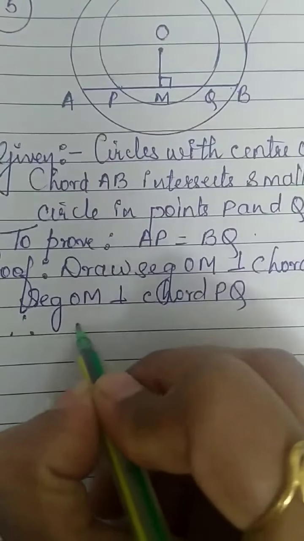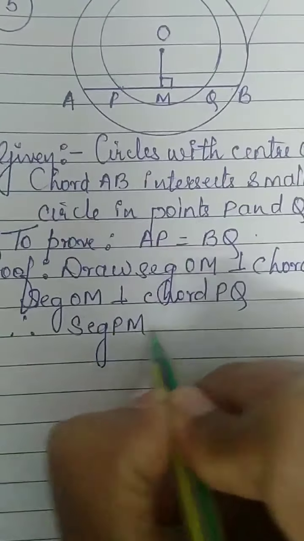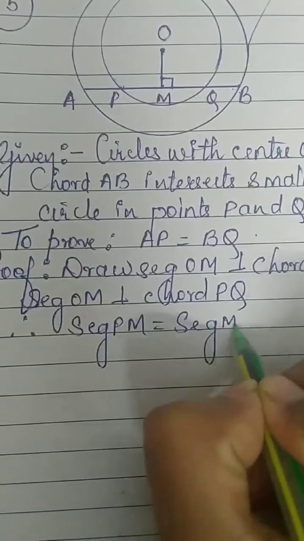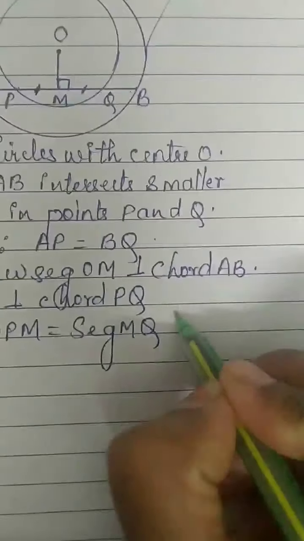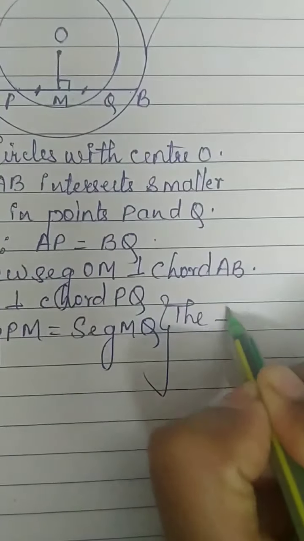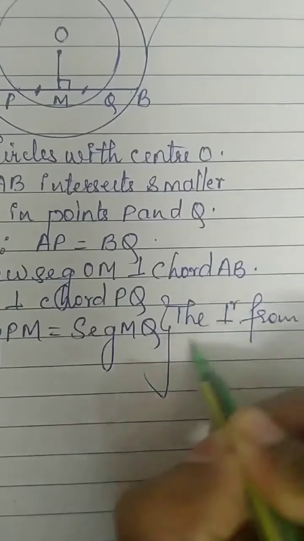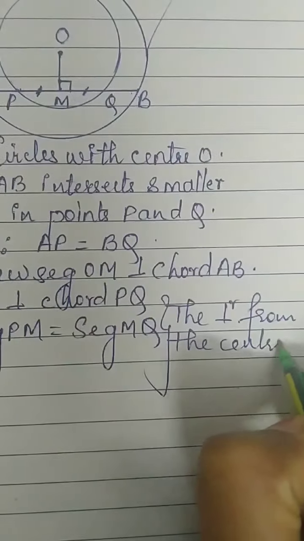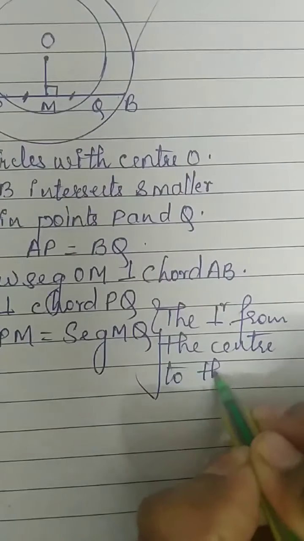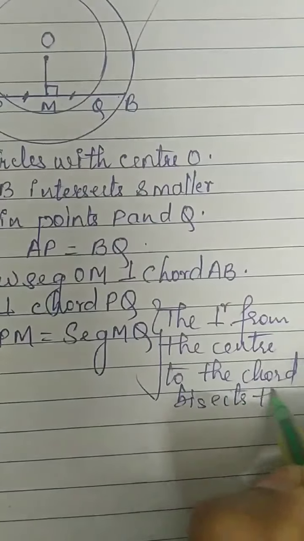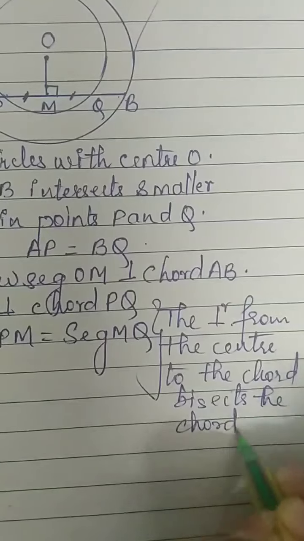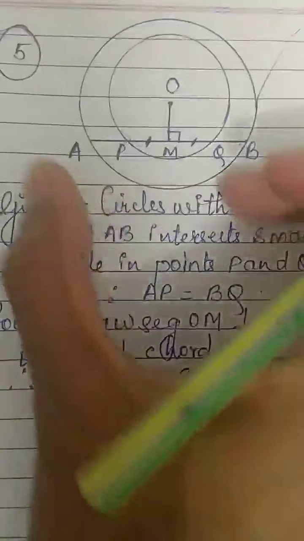Therefore segment PM is equal to segment MQ. As soon as this perpendicular comes on the chord, it will divide the chord into two equal parts. That is PM is equal to MQ. Write down the property. The perpendicular from the center to the chord bisects the chord. Okay, written. Now, same we will write for the bigger chord.